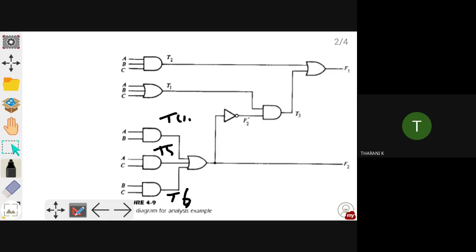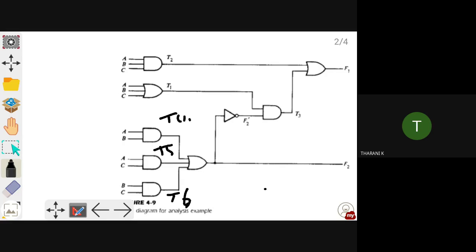So any combinational circuit will be given. Your aim is to obtain the Boolean function for the output variable. So here you have three input variables A, B and C and two output variables F1 and F2. So you have to obtain the Boolean function for F1 and F2. Directly you cannot write the output Boolean function for F1 and F2, so for that you have to go step by step. So first you mark the variable for all the output of gates.